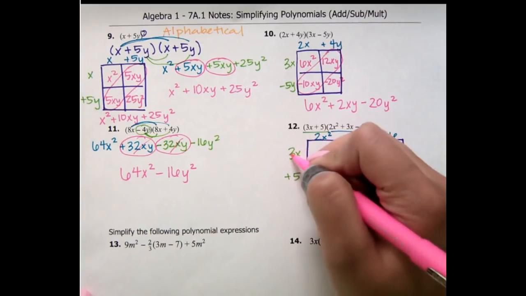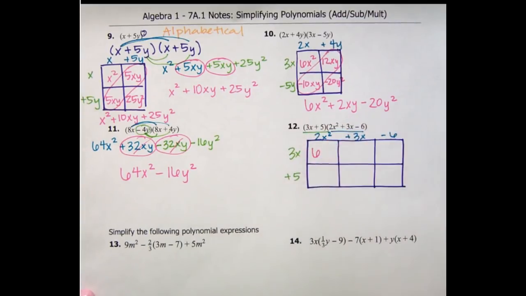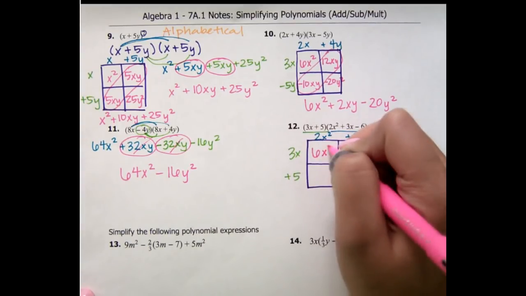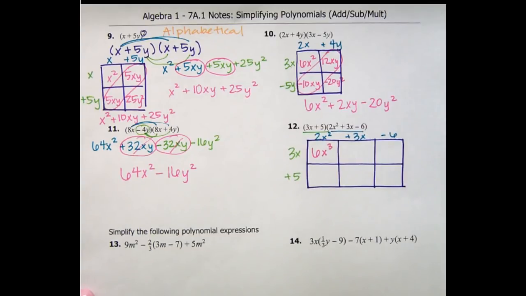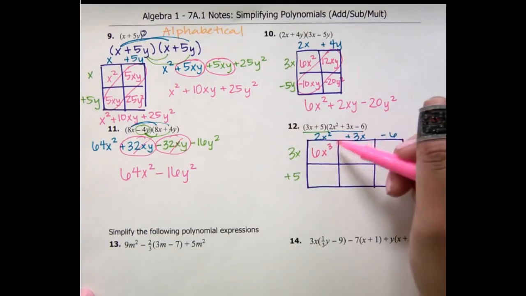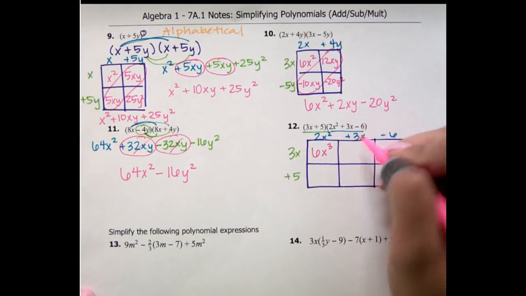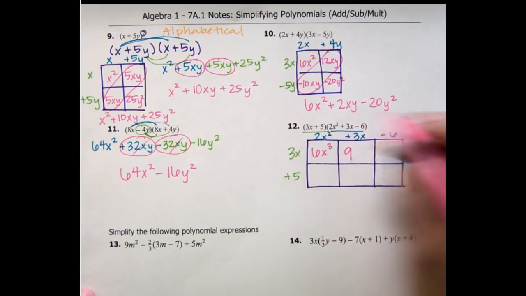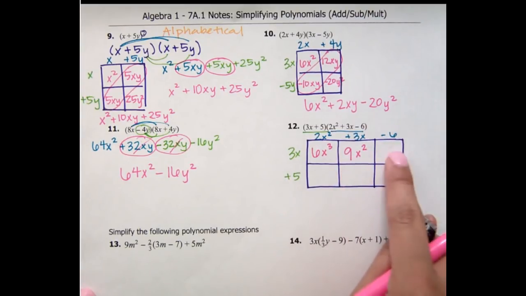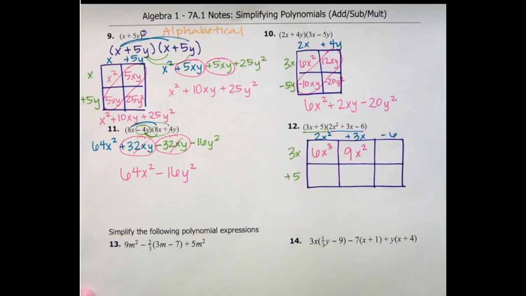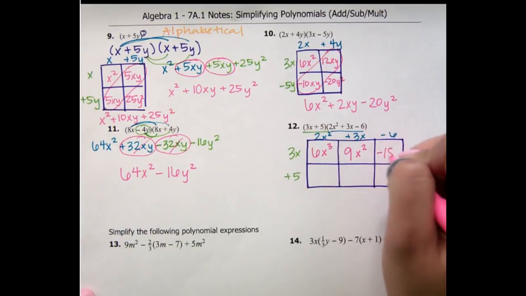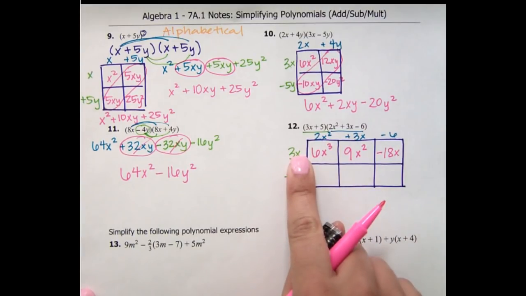So 2 times 3 is 6. X squared times x is x to the 3rd power. Because I already have 2 x's here, I have 1 more here, so that makes a total of 3. We'll get to laws of exponents later. 3 times 3 is 9. X times x is x squared. Remember, you are multiplying to fill in these boxes, not adding. Negative 6 times 3 is negative 18. X, because I only have 1 x.